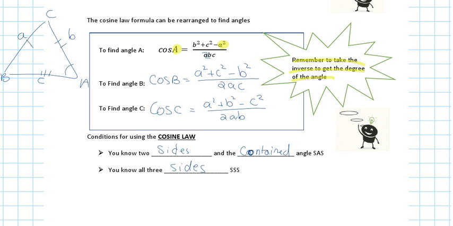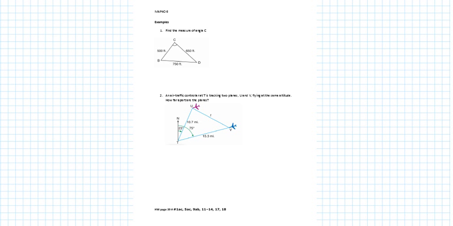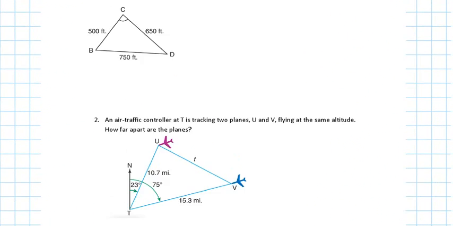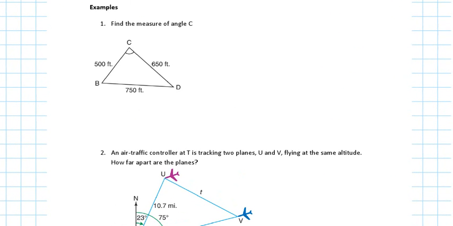Are we okay with this? All right. So, what do I know here? Two sides. Three sides. So I can use cosine law because I know three sides. I'm looking for angle C specifically, right? So that means I have to solve for cosine C.